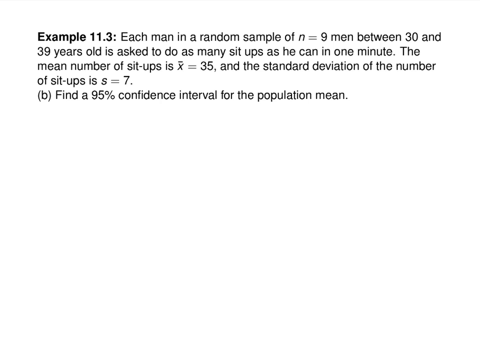Next, find the 95% confidence interval for the population mean. So the form of this confidence interval is x bar, sample statistic, plus or minus multiplier, which is a t star, times the standard error of x bar. Now we need to find the t star. So to find t star, note that your degrees of freedom is 9 minus 1, or 8. And we want 95% confidence.